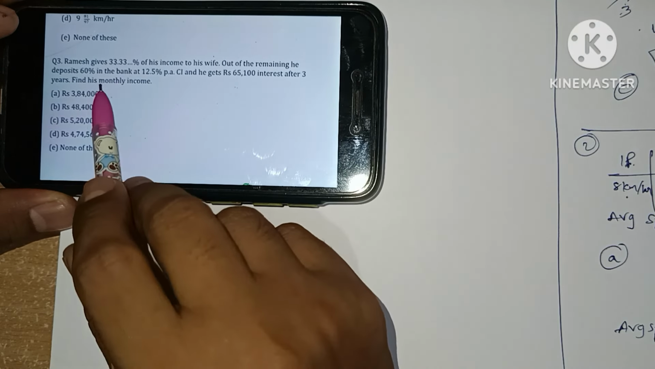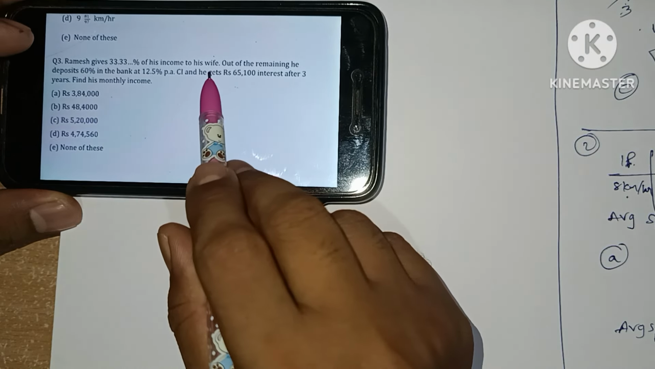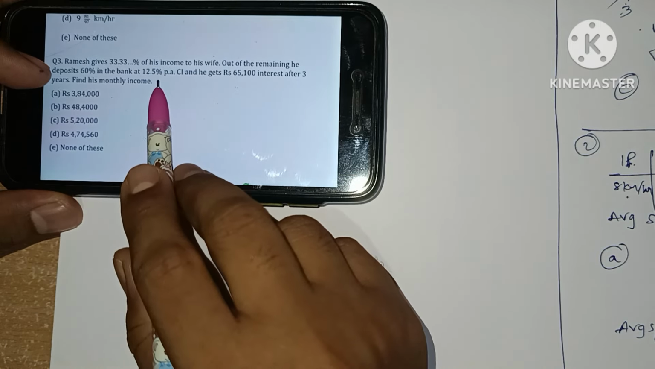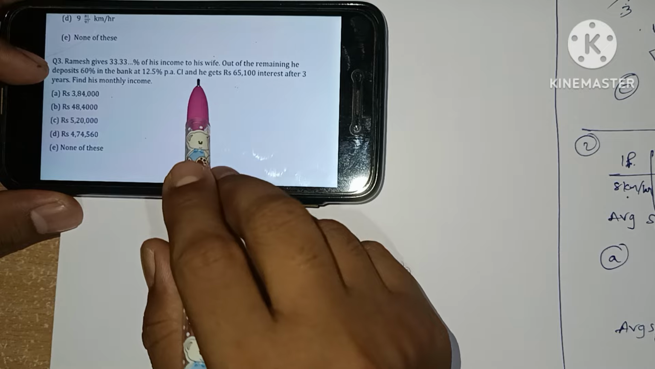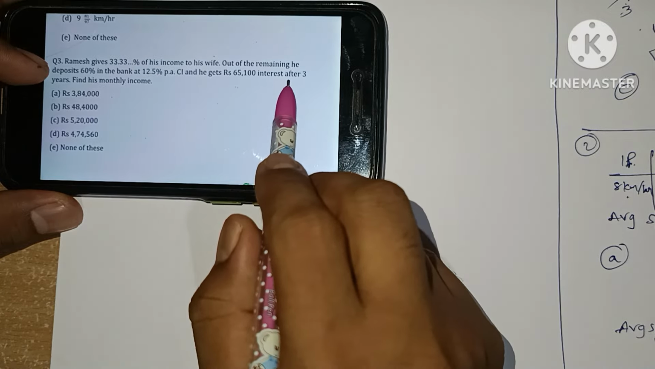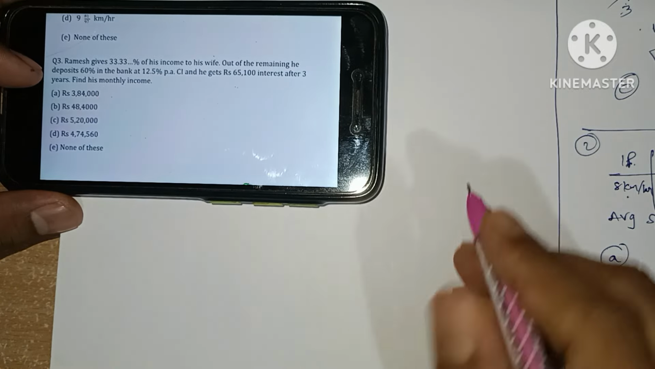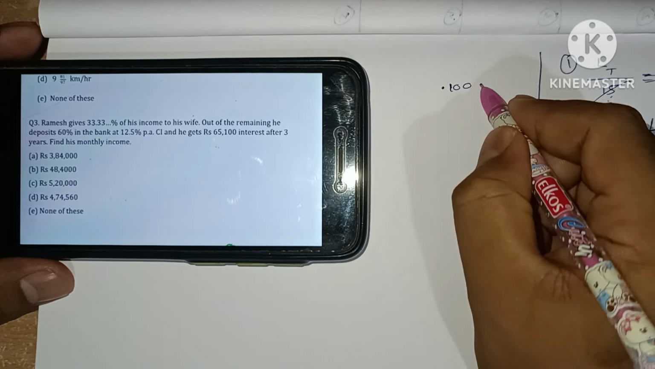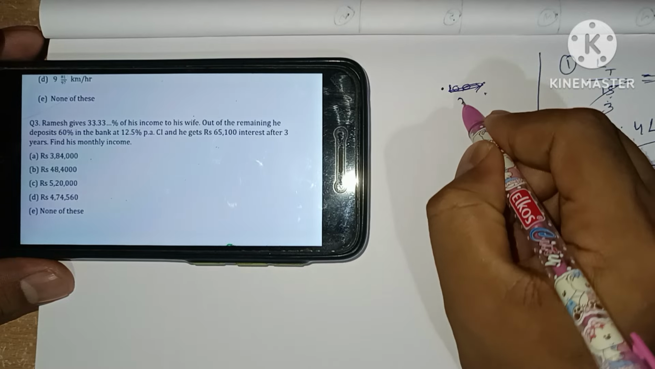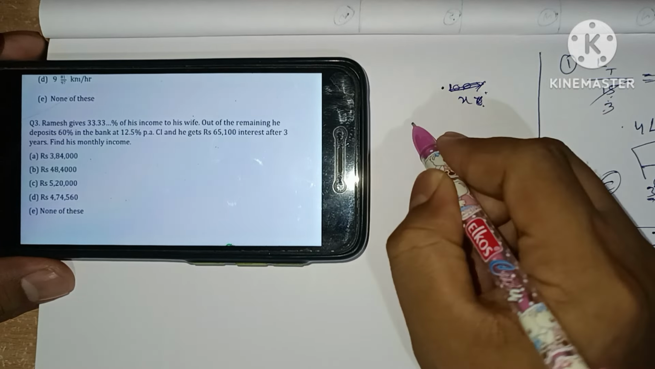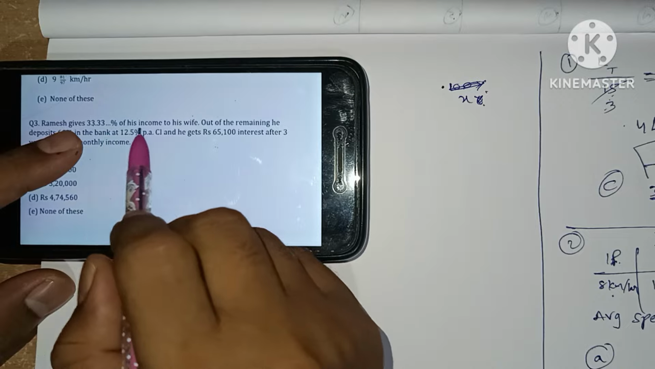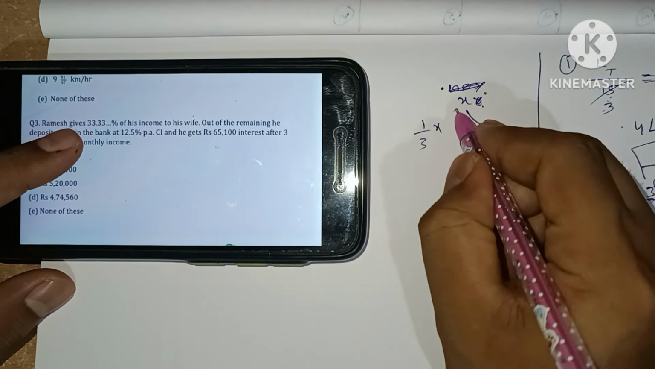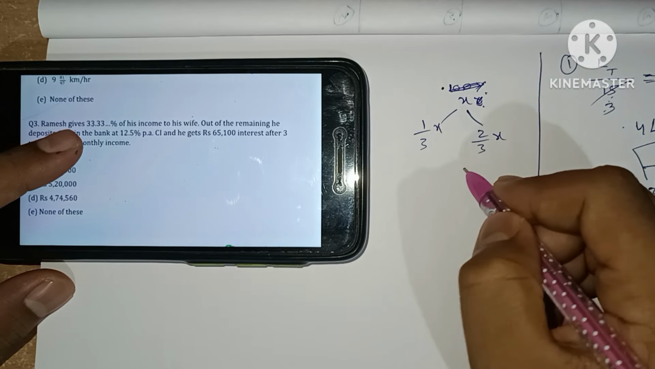Ramesh gives 33.33% of his income to his wife. Out of the remaining, she deposits 60% in the bank at 12.5% compound interest, and he gets this as interest after 3 years. Find his monthly income. Let's take his salary is 100 percentage, or else x rupees, and it is said that 33.33 is given to his wife, means 1/3 is given to his wife, left with 2/3 of x.